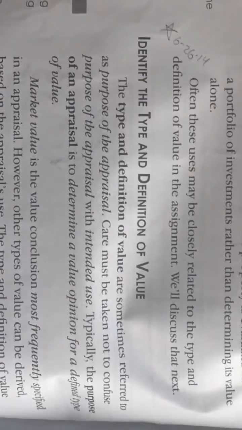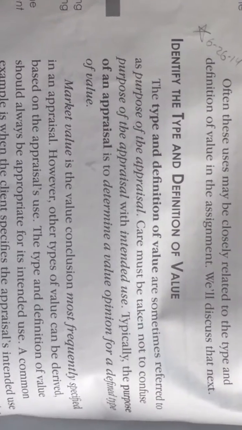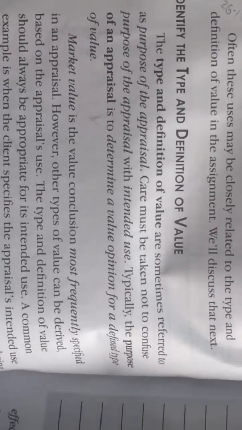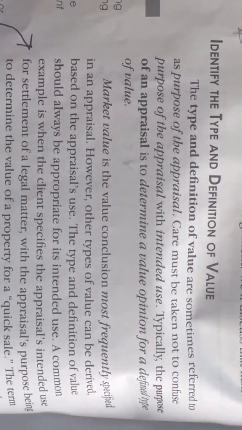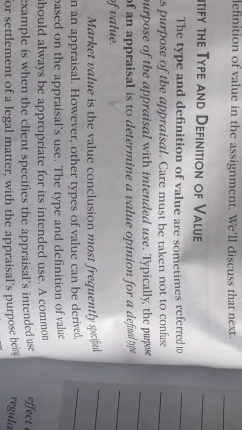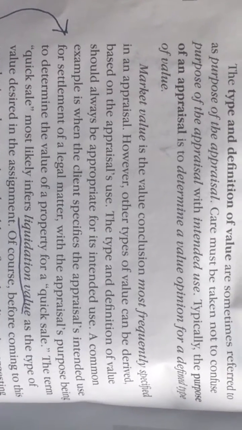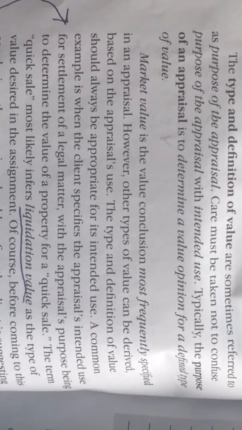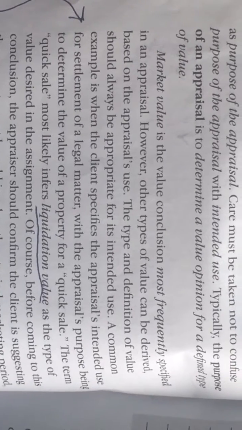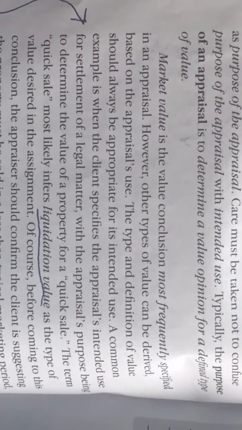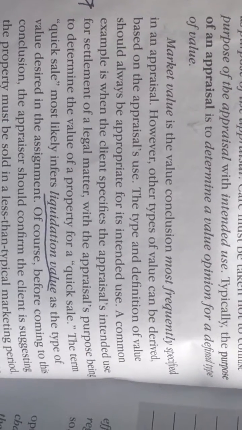Identify the type and definition of value. The type and definition of value are sometimes referred to as purpose of the appraisal. Care must be taken not to confuse purpose of the appraisal with intended use. Typically, the purpose of an appraisal is to determine a value opinion for a defined type of value. Market value is the value conclusion most frequently specified in an appraisal. However, other types of value can be derived based on the appraisal's use. The type and definition of value should always be appropriate for its intended use.